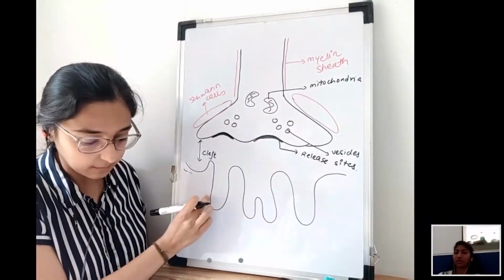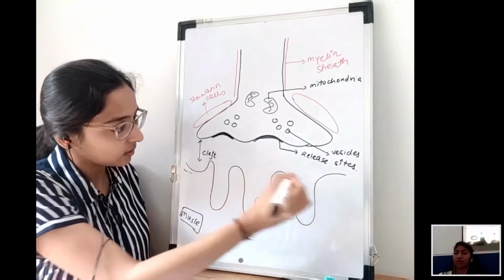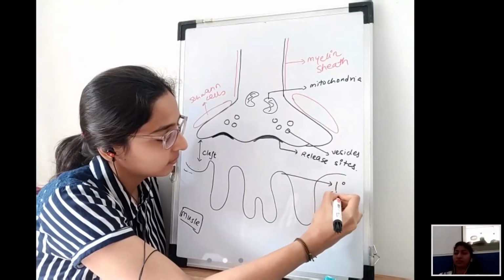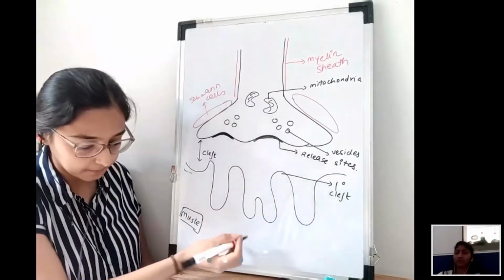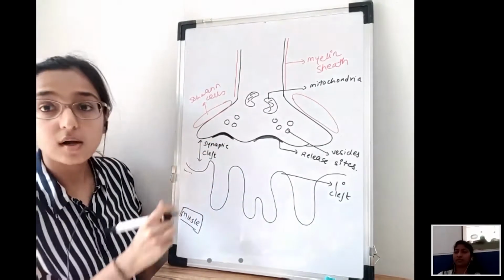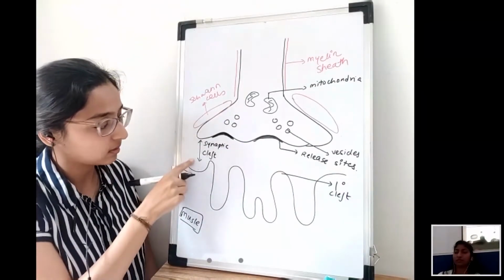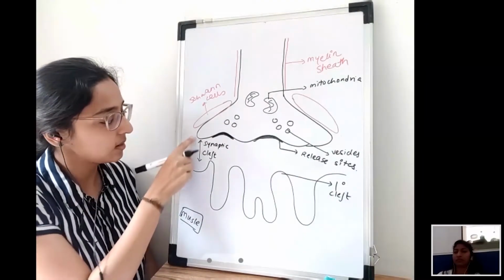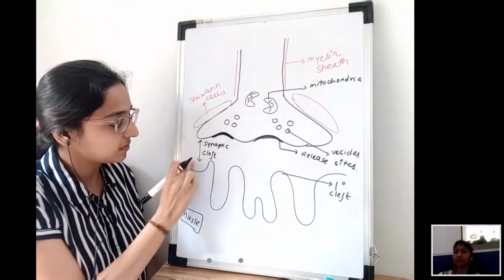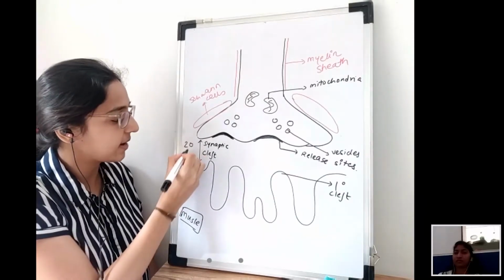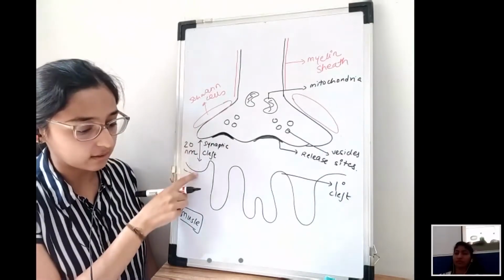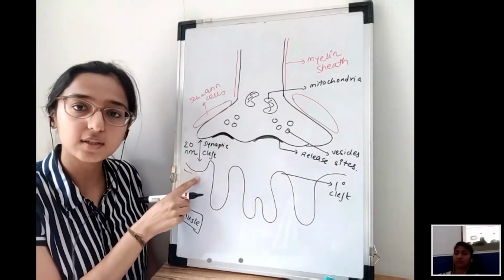These are basically clefts. These are the primary cleft. The big one is known as primary. And you should know that this is the synaptic cleft. Now don't confuse. The space between the nerve ending and the beginning of the muscle is the synaptic cleft. The distance of this space is 20 nanometers. So this is 20 nanometers wide, and this is known as the neuromuscular junction cleft or the synaptic cleft.